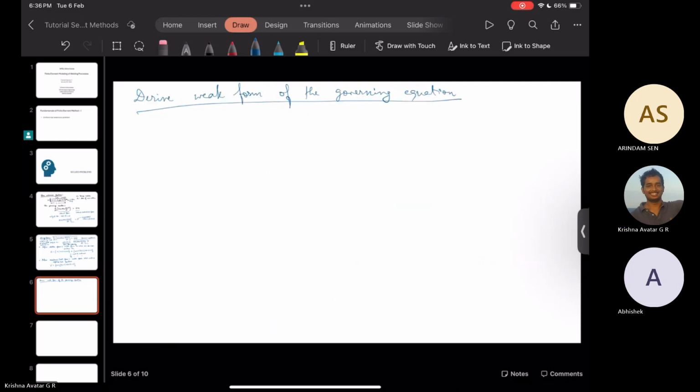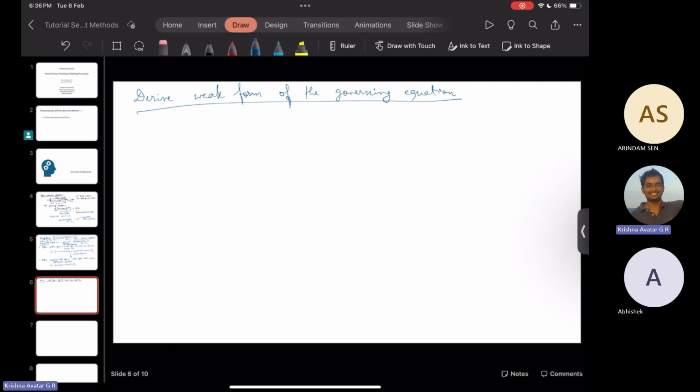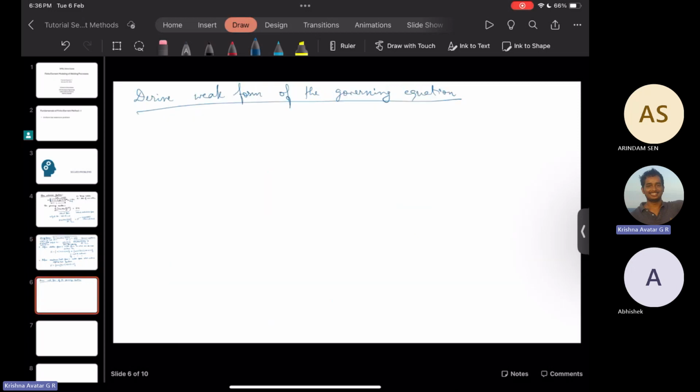However, due to certain limitations, when we numerically solve, we cannot use the strong form to derive a numerical solution, which means we cannot satisfy this condition everywhere. So we will be looking at solutions which will not satisfy this equation pointwise in general. Fine. So that's where we derive something known as a weak form of the equations.